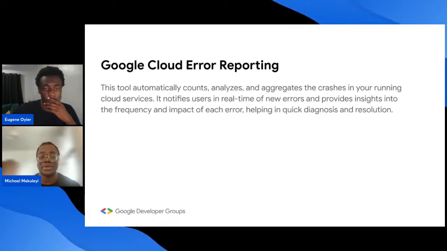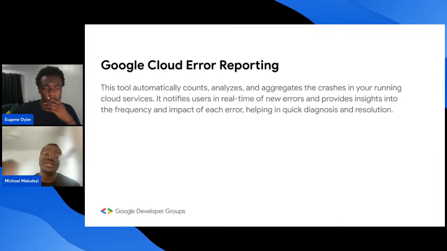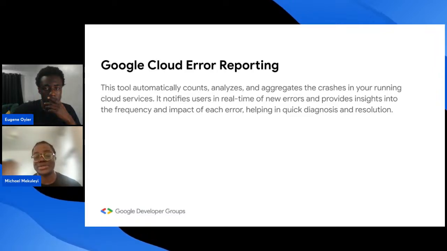So, yep, there's also Error Reporting. It's used to count, analyze, and aggregate crashes in your system. It can take from logs, it can take from monitoring. It notifies users of real-time errors and provides insight into the frequency and impact of each error. It helps you to diagnose and also resolve errors pretty quickly. So Google Cloud Error Reporting, I've also used this in Terraform. You can use it to diagnose errors, to solve errors, and to configure alerts.